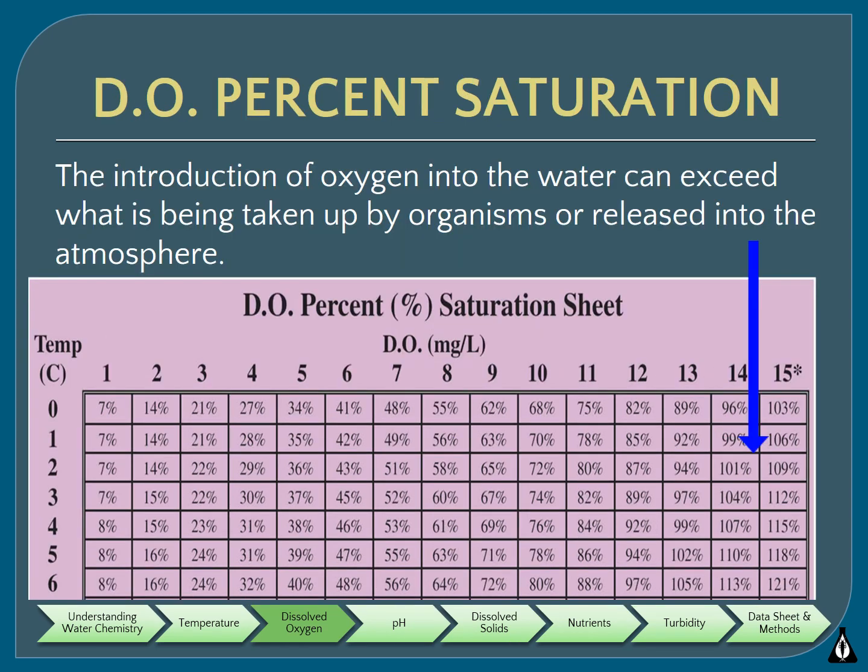The introduction of oxygen into the water can exceed what's being taken up by organisms or released into the atmosphere, as represented on this data sheet that we give you. Sometimes if you get a higher dissolved oxygen reading and the water temperatures are cooler, the amount of oxygen that's being taken up by the organisms isn't quite enough to take up what is in the water, and therefore the water can be what's called supersaturated with dissolved oxygen.